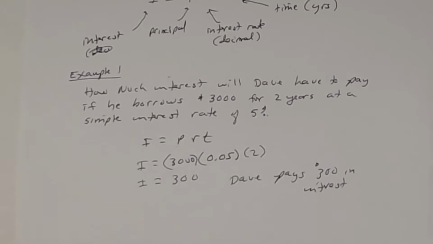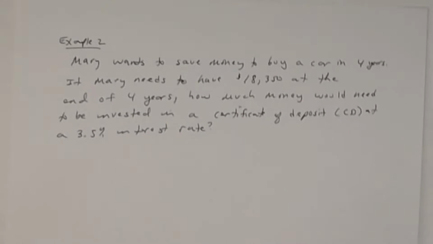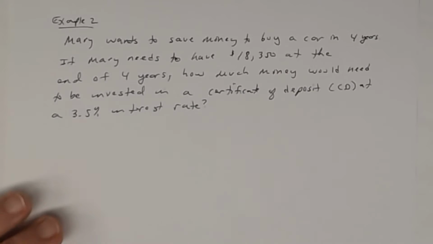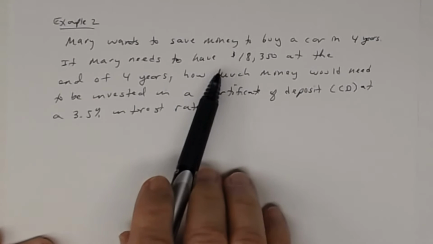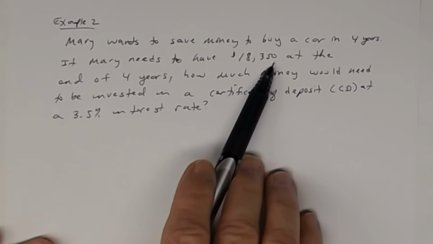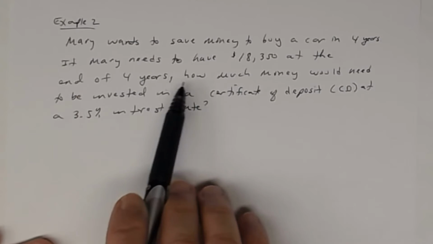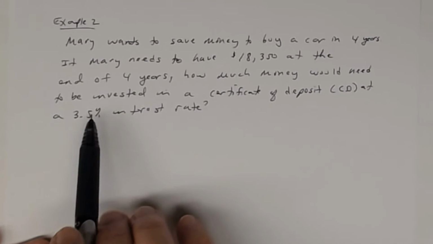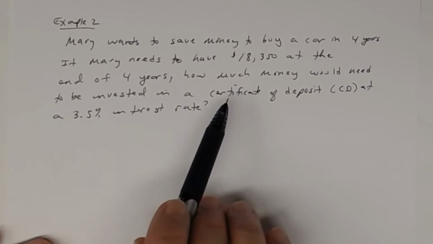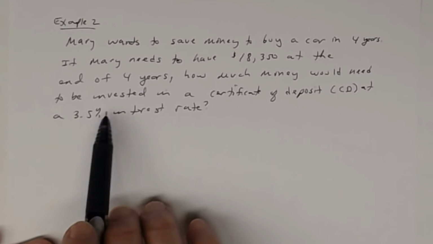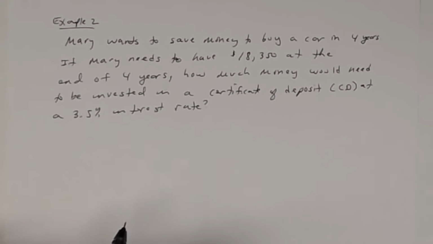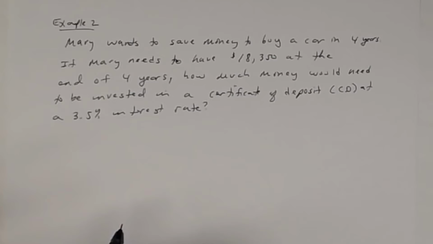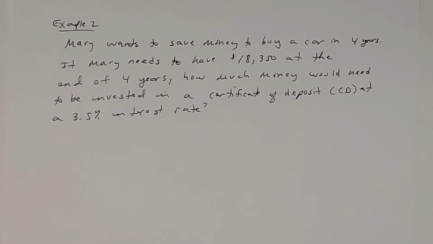Let's look at example 2. Mary wants to save money to buy a car in 4 years. If Mary needs to have $18,350 at the end of 4 years, how much money would need to be invested in a certificate of deposit, a CD, at a 3.5% interest rate? You may say, well, that looks too complicated. It really isn't.